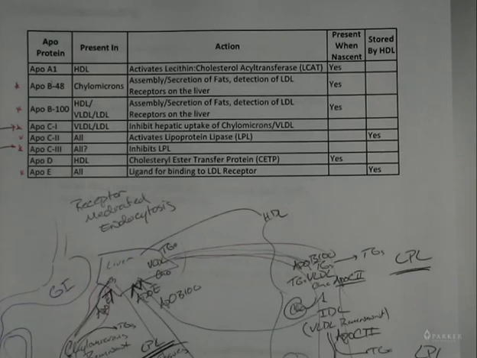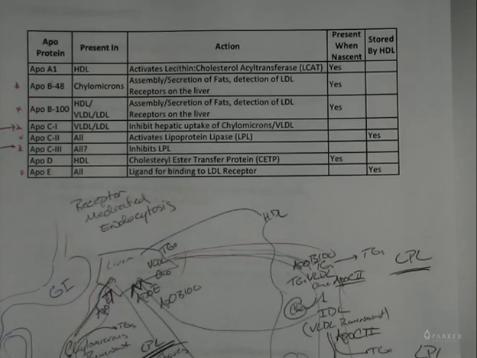HDL picks up VLDL remnants, IDLs, LDLs, etc., scoops them up, digests them, deals with their fats. It might go back to the liver and get digested, or it stores all those apoproteins. When it picks up all those guys, it matures itself, because remember, it still needs ApoC2 and E. It matures itself from nascent HDL to mature HDL.